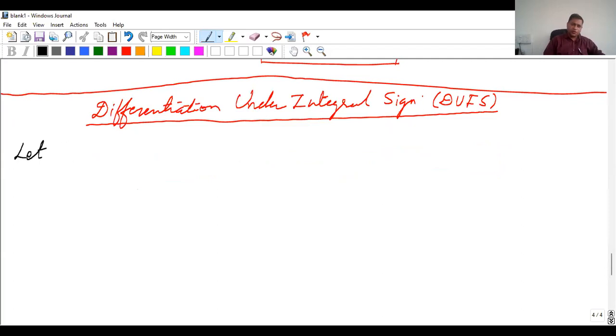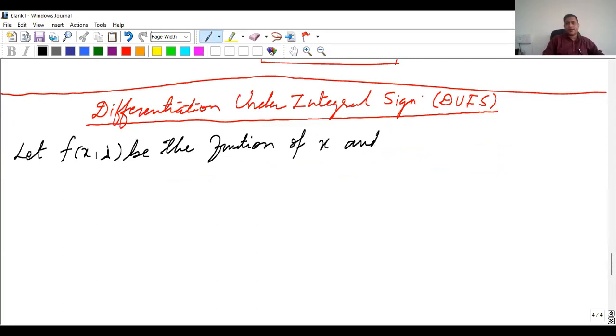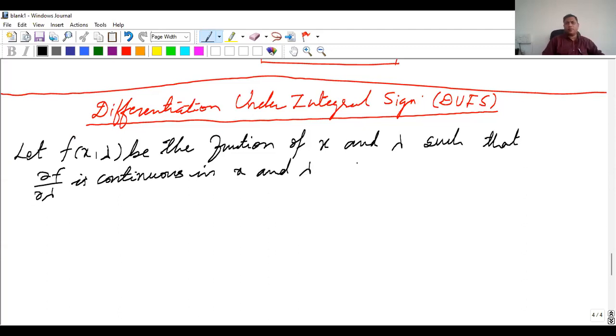Suppose we have a function, let f of x, lambda be a function of x and lambda such that del f by del lambda is continuous in x and lambda. This function f of x, lambda, its derivative is going to be continuous. When I say this function is differentiable, that means the function itself is continuous. So its derivative is continuous in x and lambda.